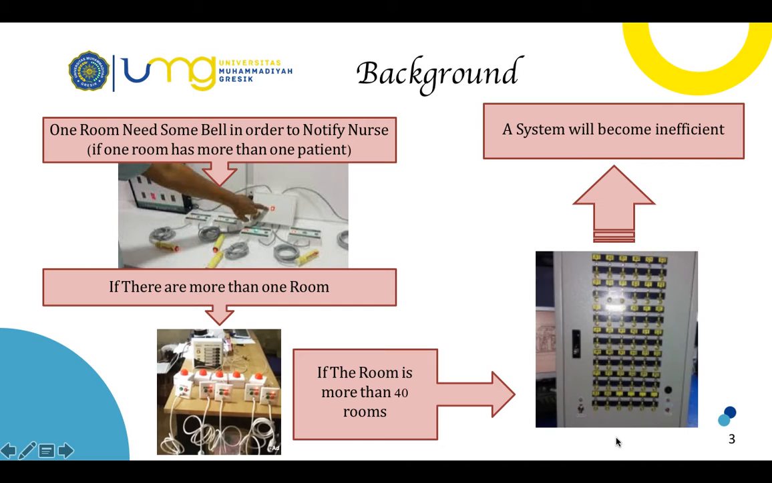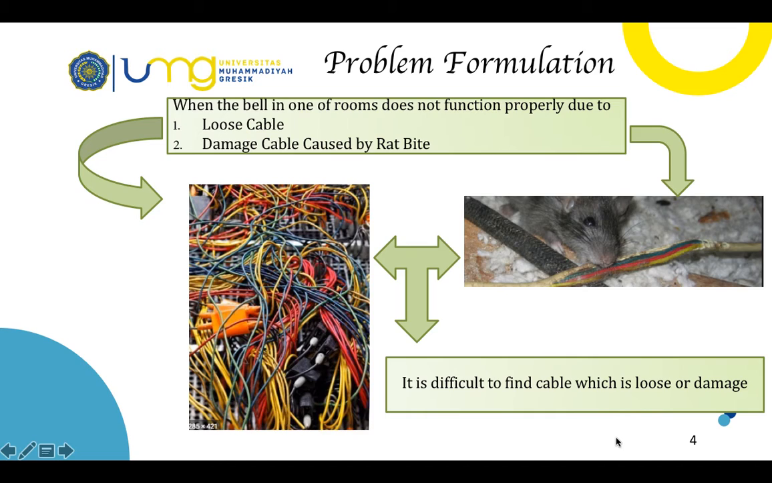And if the hospital has more than 40 rooms, they need a panel cable like the picture on the right, and this system will be inefficient. Why? This is the problem formulation: when the bell in one of the rooms doesn't function properly due to a loose cable or a damaged cable caused by rat bite.